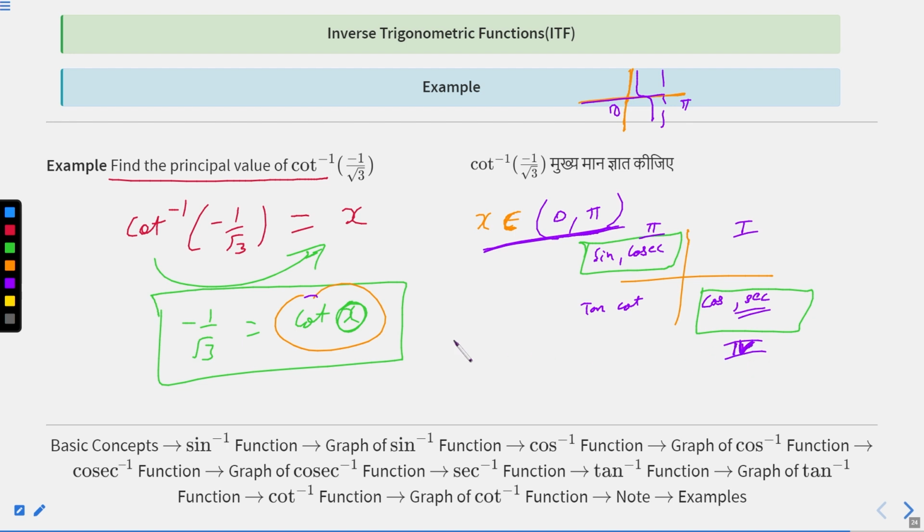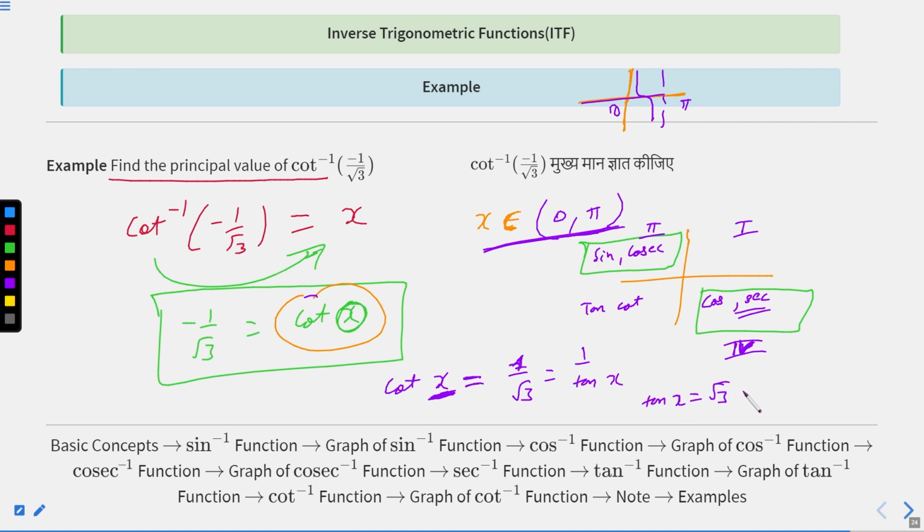First of all, can you think what value of x is equal to 1 by root 3? You know that it is 1 by tan x. So this means tan x must be root 3. And when will this happen?